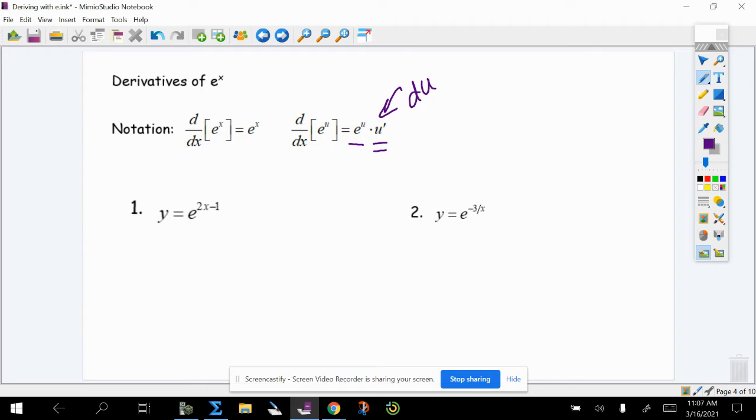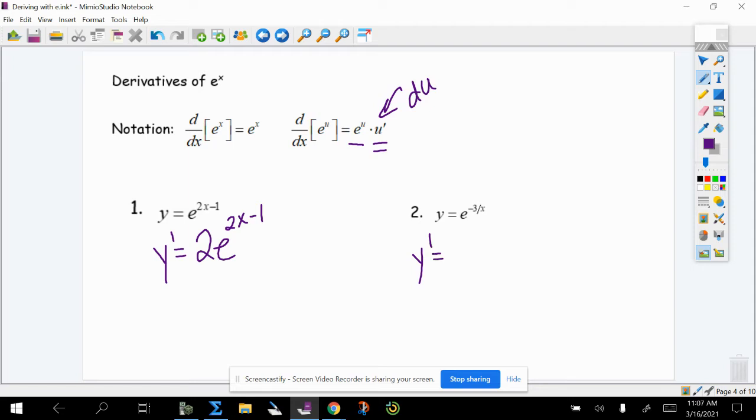So I'm going to take you through really basic ones, and then I also want to take you through ones that combine rules from earlier in the course. So the first two are what I would consider your basic, your straightforward ones. So your derivative is the derivative of the exponent, which is just 2, times the original e function. So 2e to the 2x minus 1.